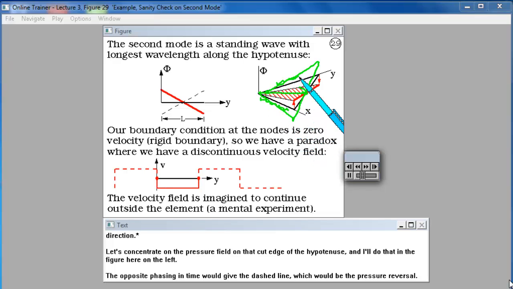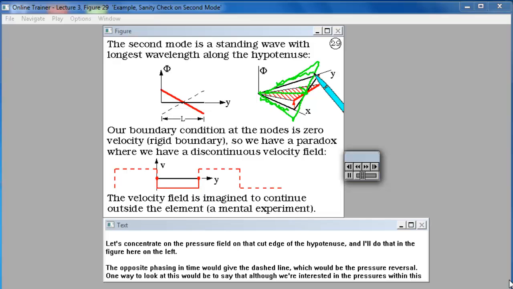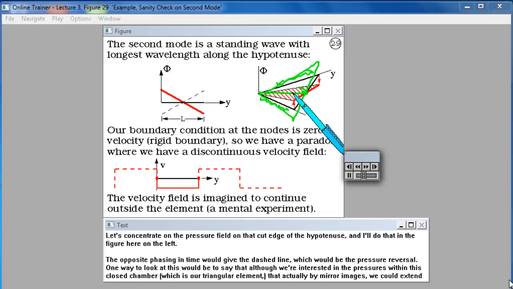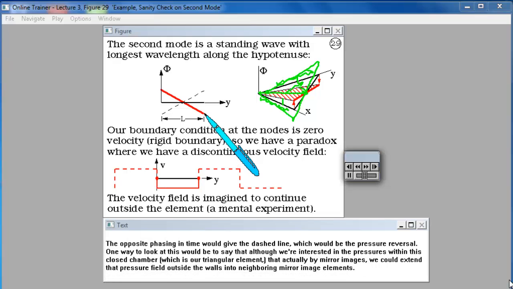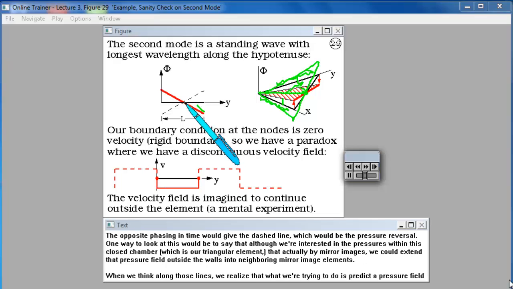With this pressure field, it would tend to make the velocity then move particles away from the near wall in this direction. Let's concentrate on the pressure field on that cut edge of the hypotenuse, and I'll do that in the figure here on the left. The opposite phasing in time would give the dashed line, which would be the pressure reversal.